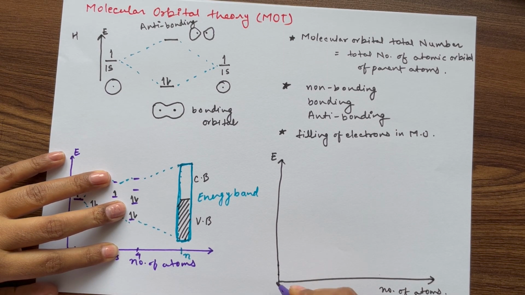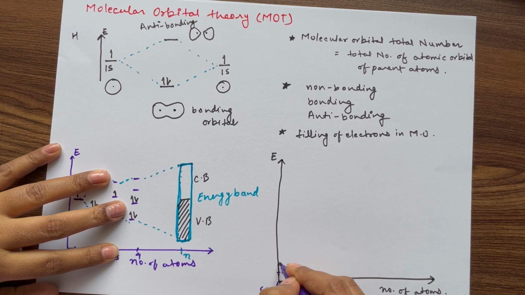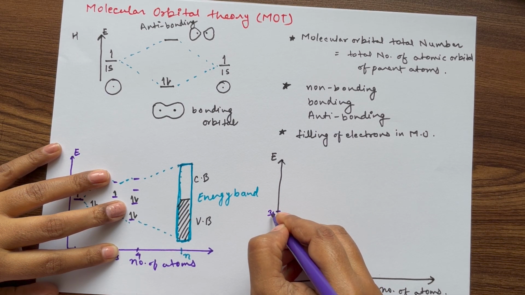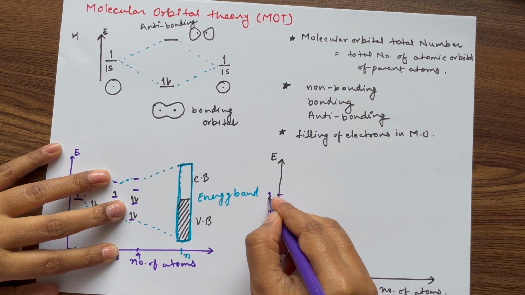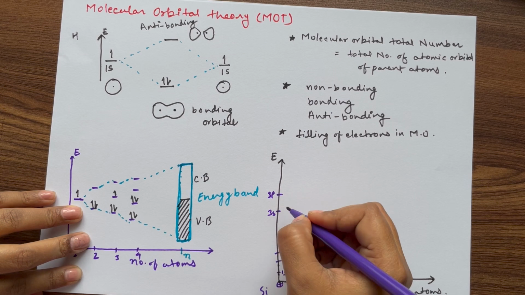This is for silicon atom. So here is the nucleus, 1s energy level, 2s, 2p, then 3s and 3p. Only the electrons in the valence shell participate in the bonding.